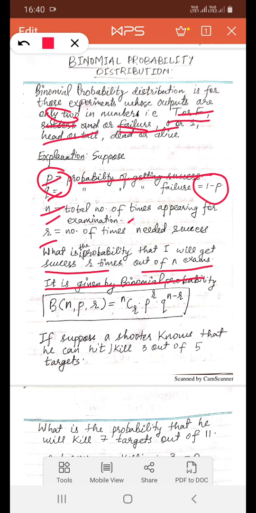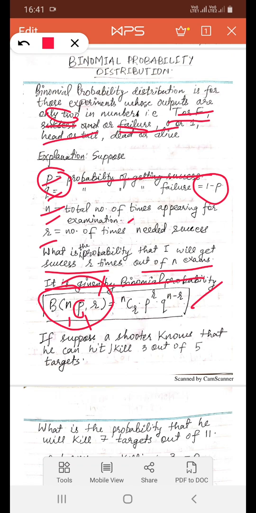So binomial probability is denoted by B(N, P, R). What is N? N is total number of trials, means exams. P, since I'm interested in success, I'm writing P. If I want to find the probability of failure, I will write Q here. And R, how many times I want to clear. So the formula is NCR P raised to R into Q raised to N minus R. So this is the formula for binomial probability.